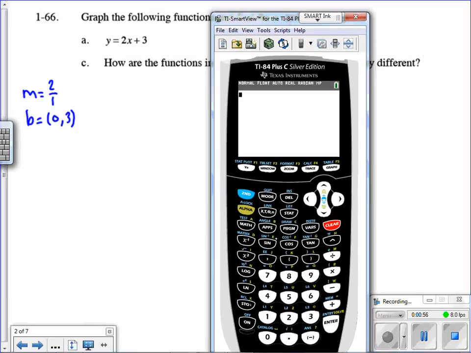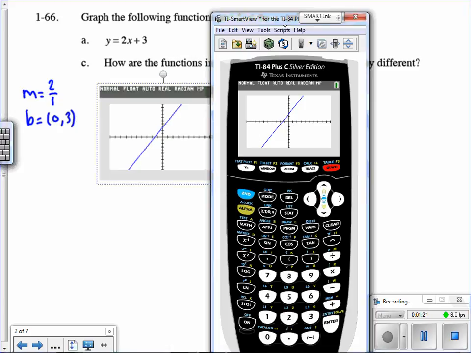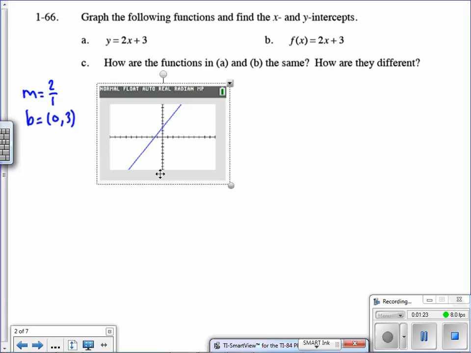So when we bring it up, we're going to go to the y equals menu. And let's just put in 2x plus 3. And graph. And there's our graph. I'm going to pull this out here so we can look at it a little bit more. Kind of put my calculator aside here.